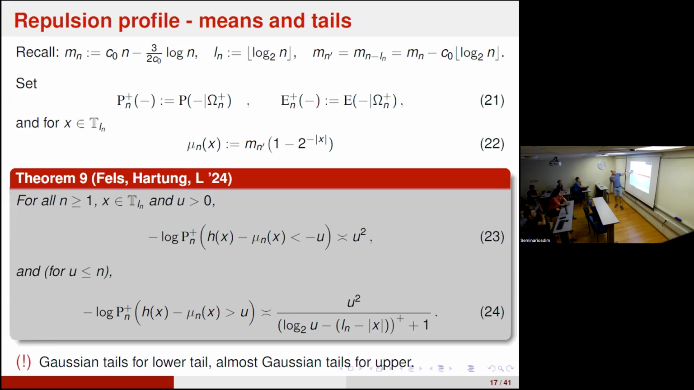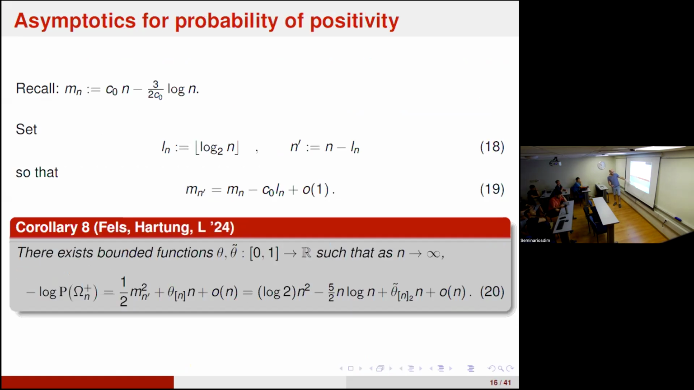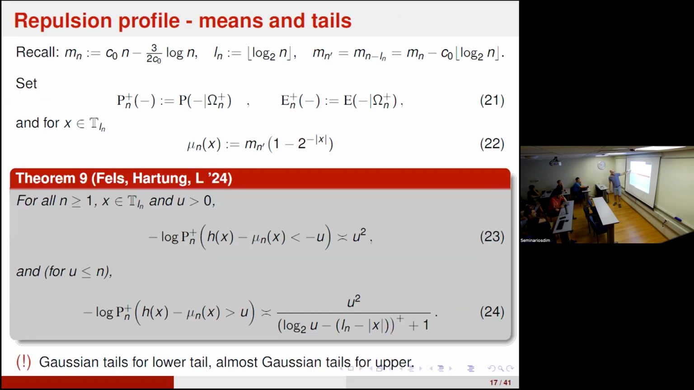From now on, I'm going to write P plus n as the probability conditional on this positivity event. And it turns out that we know how the field actually lifts. The first order result didn't tell you anything about this. How does the field realize this positivity constraint?